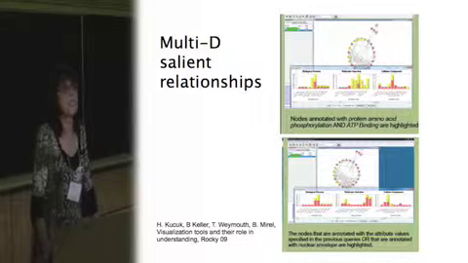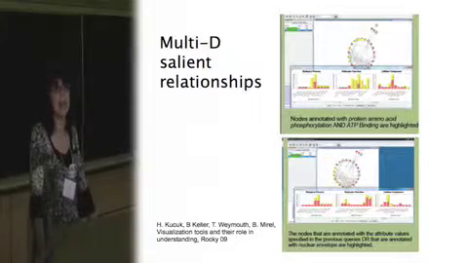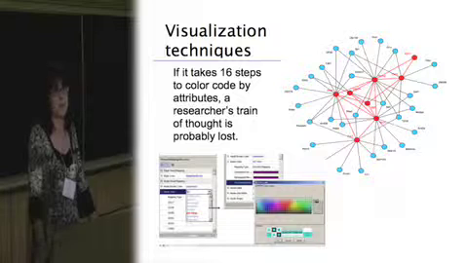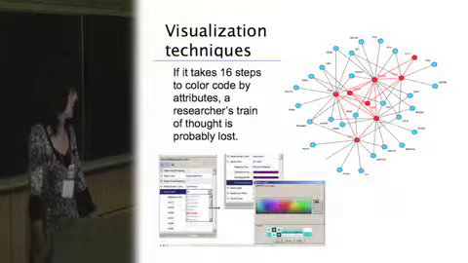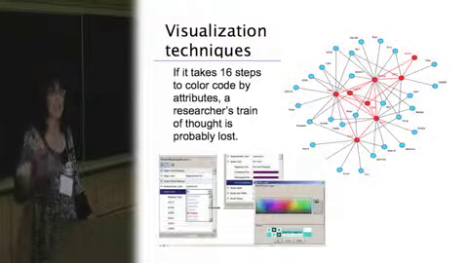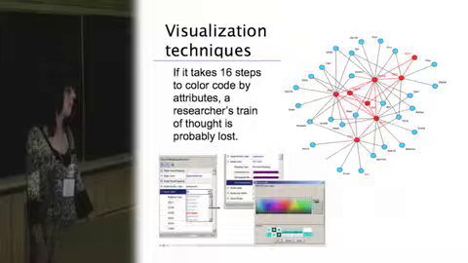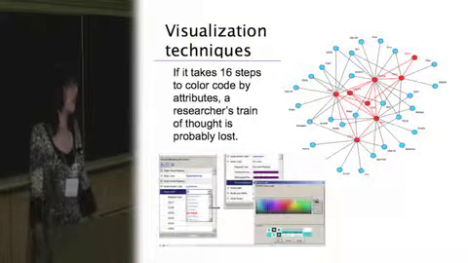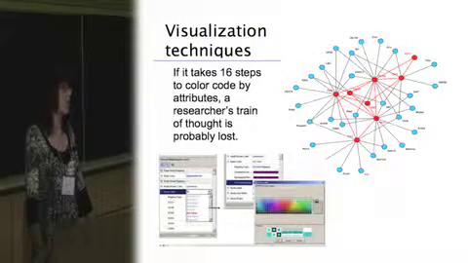For visualization techniques, people rely on perceptual coding, color coding, size coding, thickness of edges. This needs to be made very easy for people. In Cytoscape, it takes 16 steps for you to visualize on an attribute class. And by that time, a researcher's train of thought is pretty well gone. You get these long lists of attributes that go with each node or with each edge, and people want to go through and they want to see which ones are interesting.